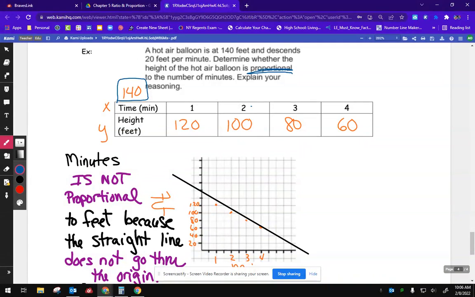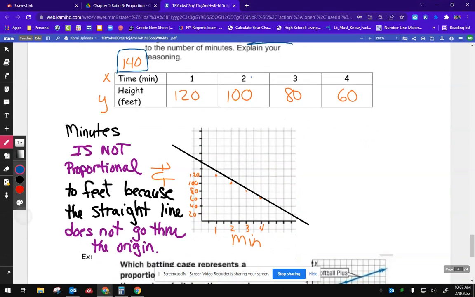Okay. Hazel, what I'm looking for, I'm putting it right here. Okay? All right, so I'm gonna label my x-axis minutes. And my y-axis. But notice the graph, guys. Does it start at the origin? No. So it is not proportional.